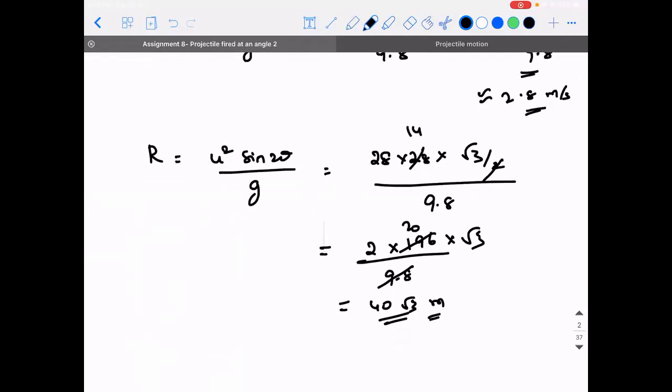Did you understand what I did? So I wrote 28 as 2 into 14. And I know 14 into 14 is 196 divided by 9.8. So that is going to give us 20. So 20 into 2 is 40, 40 into root 3.